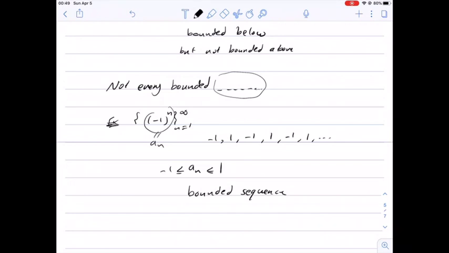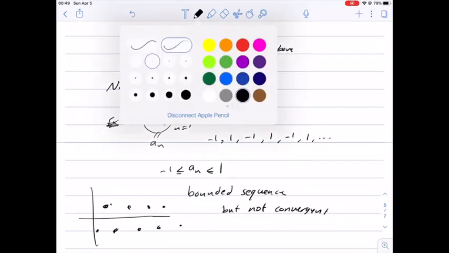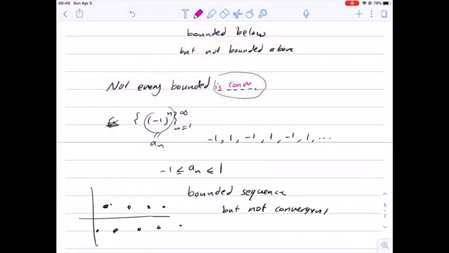But is there a limit? If there is a limit, that means it's convergent. Is there a limit for this? The answer is no, because if we graph this limit, we find that this does not converge to some specific value. So this is bounded but not convergent. So not every bounded sequence is convergent. We can find a bounded sequence that is not convergent.